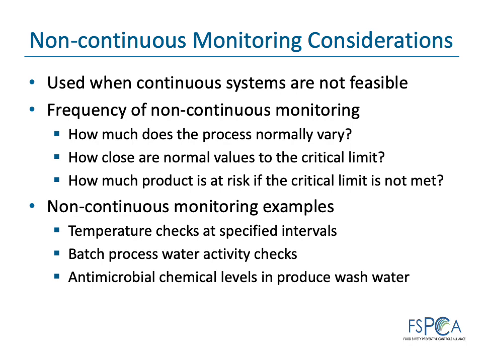How close are the normal operating values to the critical limit? If the normal values are close to the critical limit, the time between monitoring checks should be short. How much product is at risk if the critical limit is exceeded? If a large amount of product is at risk and cannot be reworked, for example, more frequent monitoring may be prudent. Examples of non-continuous monitoring include temperature checks of batter on a breading line at specified intervals if a continuous monitoring system is not feasible.